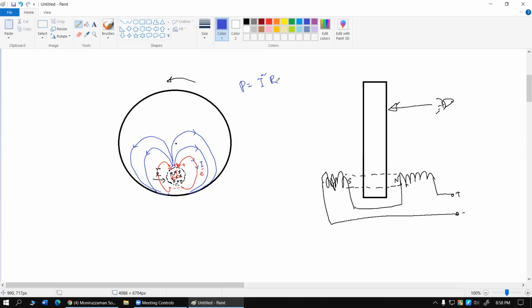So try to understand what is happening. The disk was rotating. We introduced the magnetic field over here. Because of the magnetic field, there is an induced EMF within the region of the magnetic field, across the magnetic field.